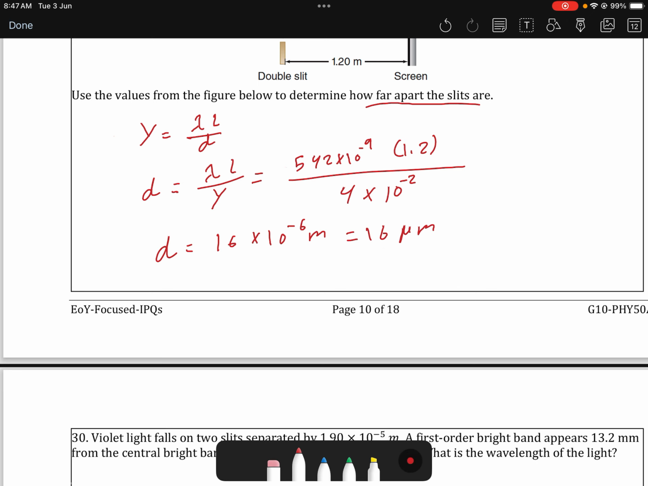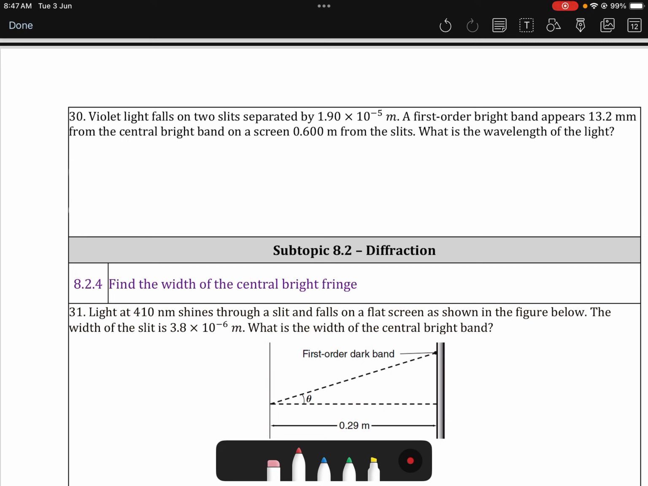Okay. Next question. Read the question, please. Now, lambda will equal Y bright times D over L. How did we find this? Let's write the formula as it is in the formula sheet. Y bright equals lambda L over D. So now take D to the other side, it will be multiplication, and L to the other side will be division. So lambda equals D times Y bright over L.